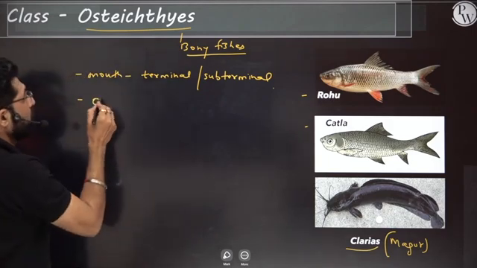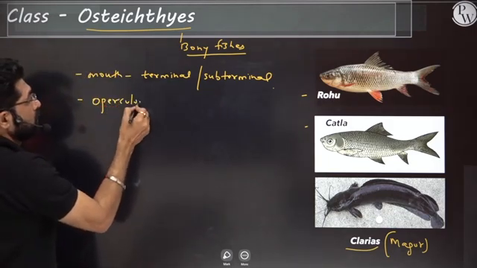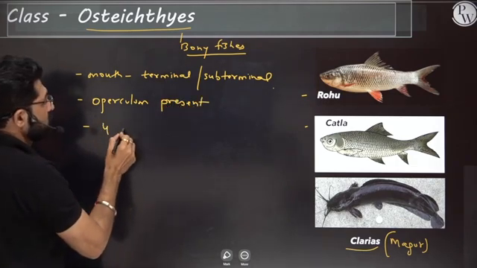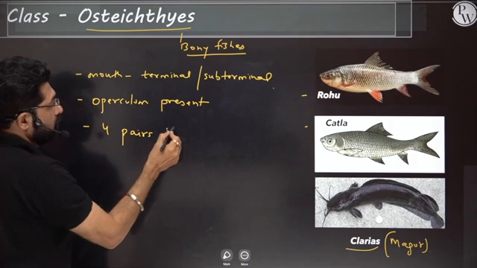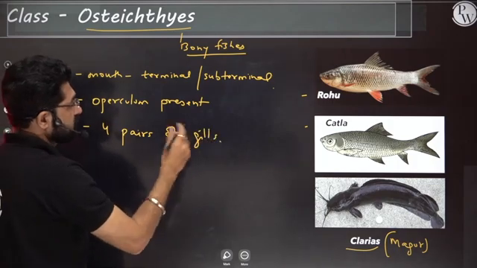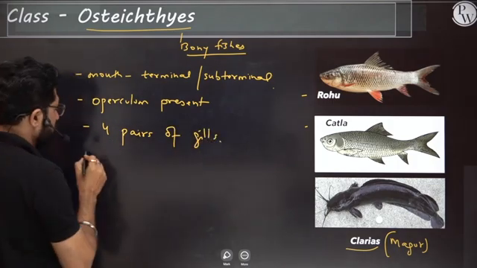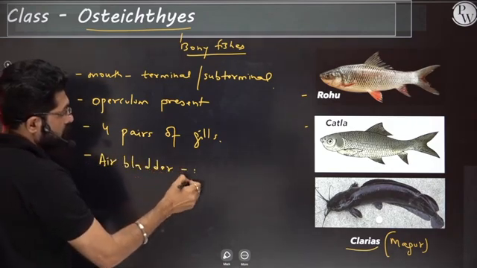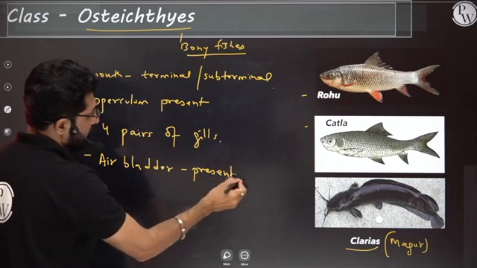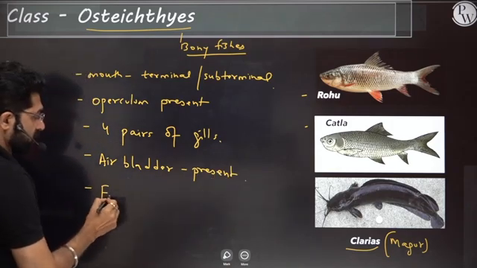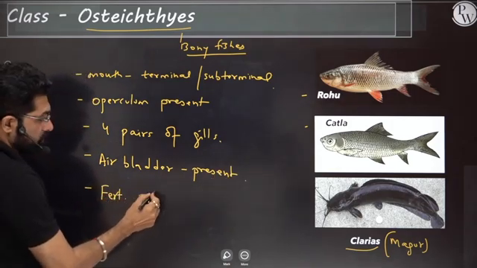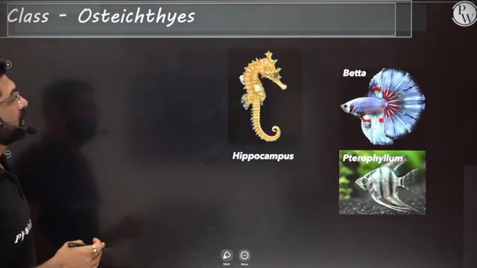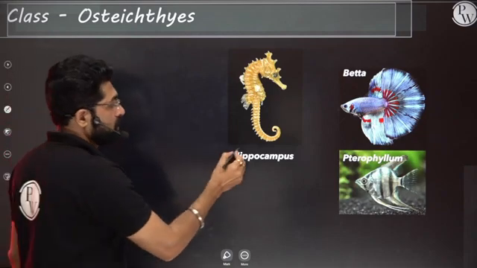In this case, operculum is present and covers 4 pairs of gills. Air bladder is present. Moreover, fertilization in them is external. Let's see some more fishes here.